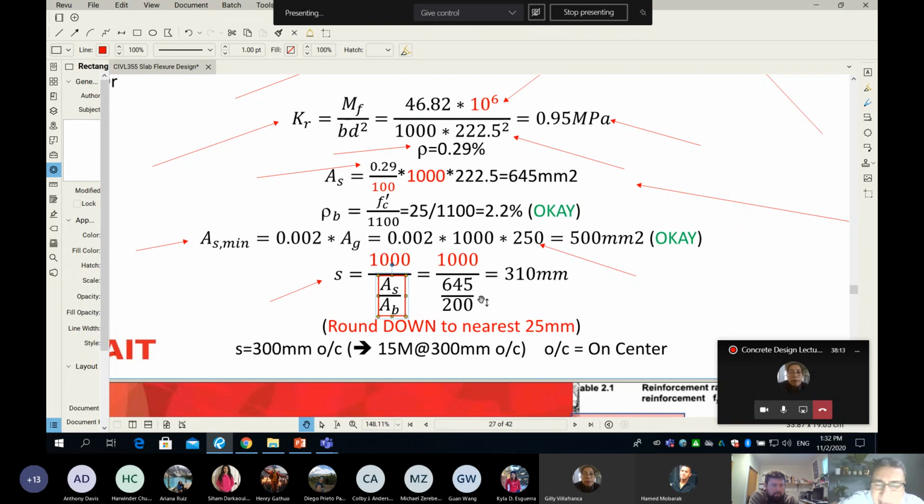One more time. To find the spacing between the rebar, you always have to divide. This 1000, the one in red, doesn't change. It's always the same, okay? And on the denominator side, 645 is the area of steel. You get it from the equation or from the table, it doesn't matter. And then you divide by what? You say, okay, I'm going to use 10M for the reinforcement. So what's the area of 10M? Put it there. If I'm using 15M, this number will be 200. If I'm using 10M, this number will be 100, and so on. And then you end up with the spacing between the rebar. Are you guys following so far?